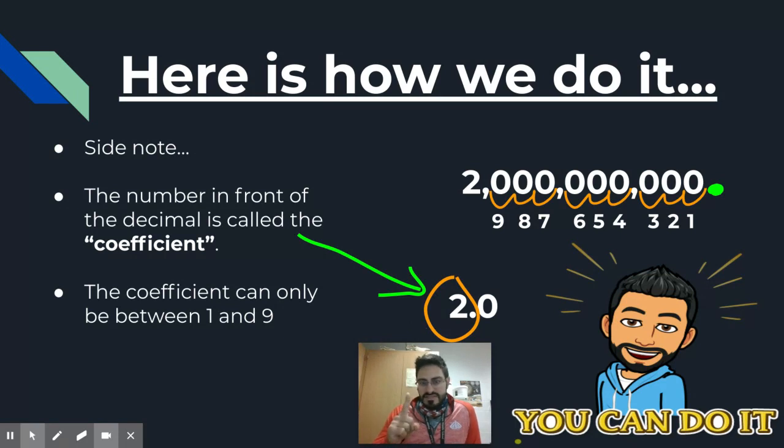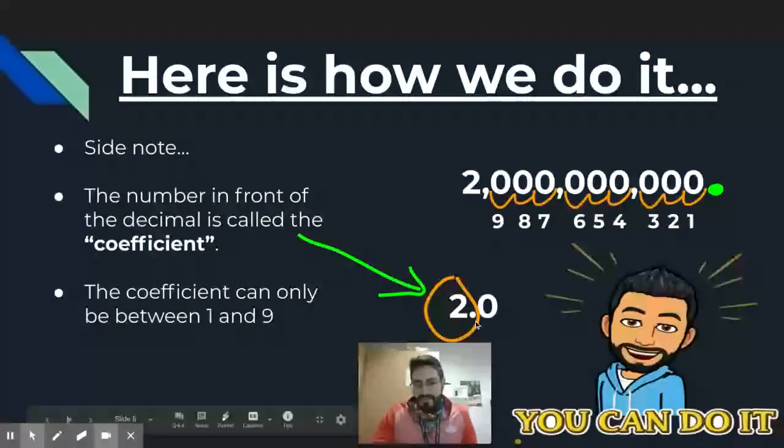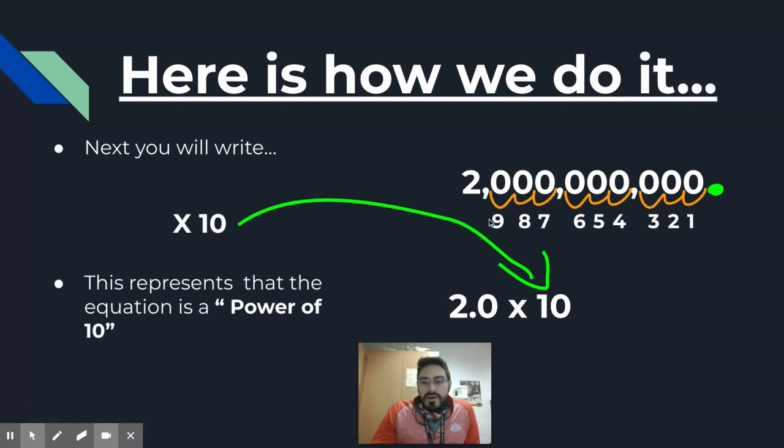So 1 is a single digit, 2 is a single digit, 3, 4, 5, 6, 7, 8, 9, all single digits. Once you get to 10, you would write it 1, 0, depending on how you view this. 1, 0, that's 2 digits, right? 10 is 2 digits. 9 is still 1 digit. So it has to be a number between 1 and 9 because it can only be a single digit. And that's called a coefficient.